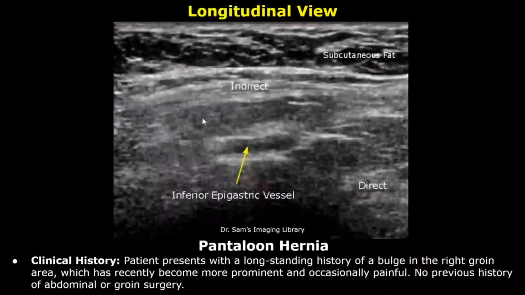Now we move on to a pantaloon hernia. Clinical history. Patient presents with a long-standing history of a bulge in the right groin area, which has recently become more prominent and occasionally painful. No previous history of abdominal or groin surgery.